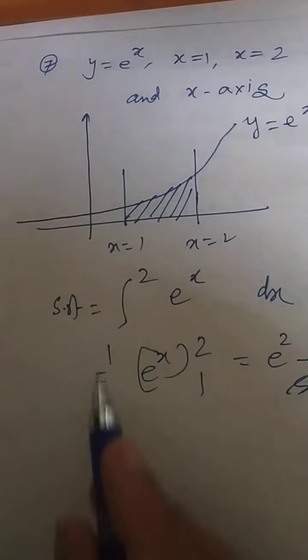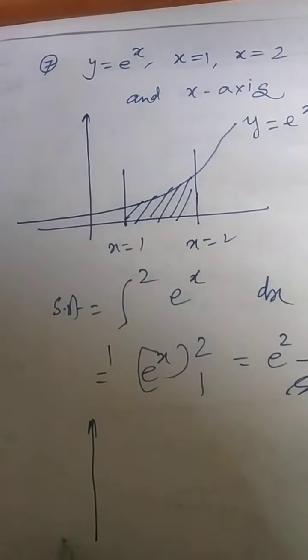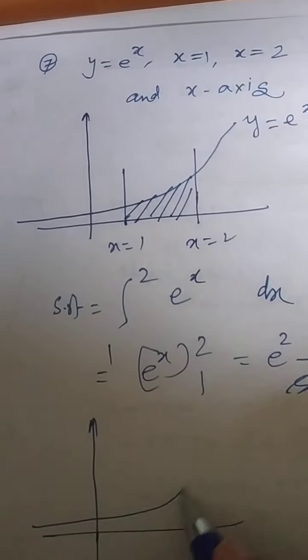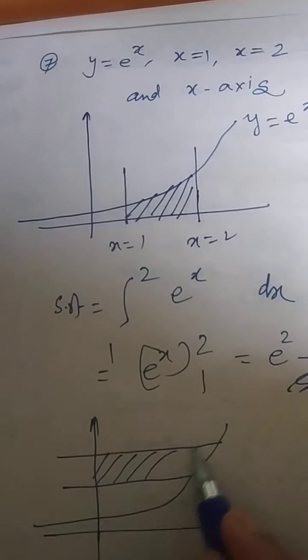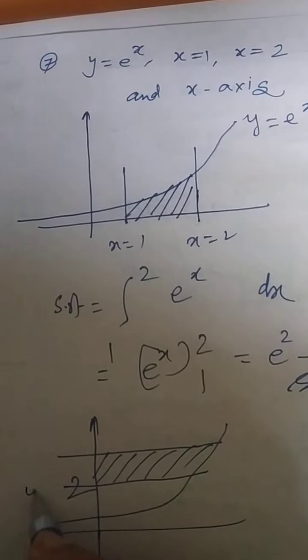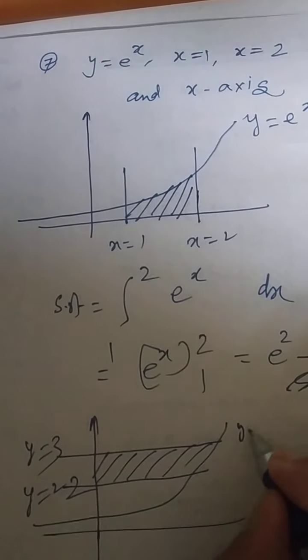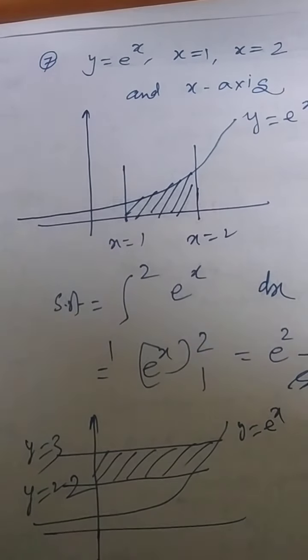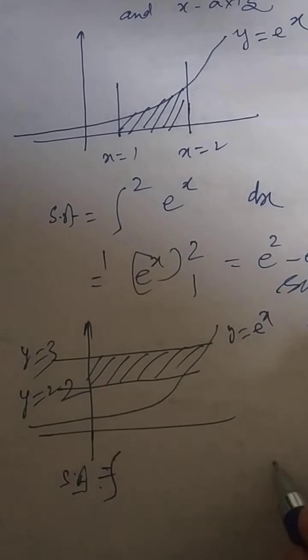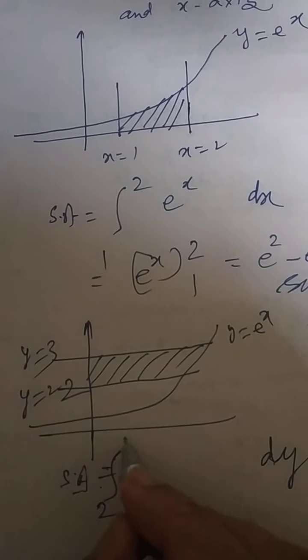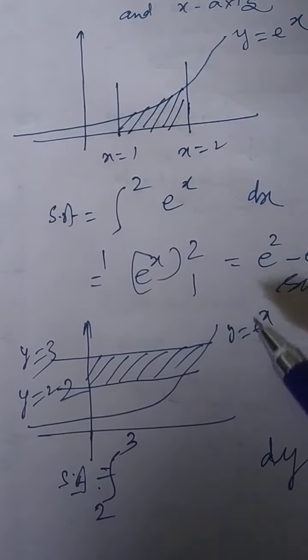Now at the same time, suppose the same graph is given and the question is asked with this part being y is equal to 2, and this y is equal to 3, and the curve remains the same, y equal to e raised to power x. Now in this case, the shaded area is bounded with the y-axis between the limits 2 to 3. Now you may be asking, what will be this?